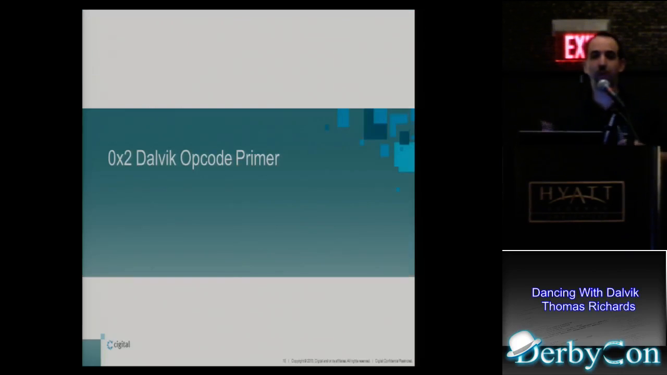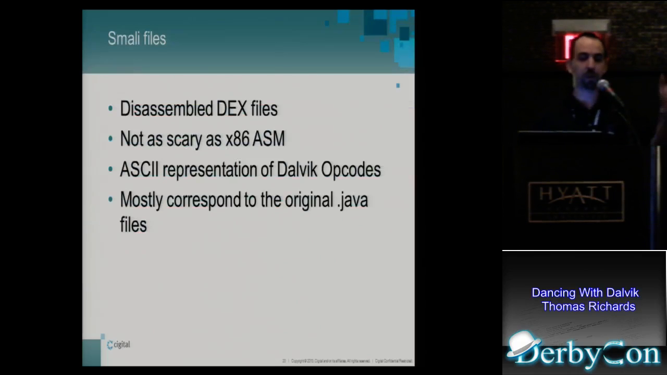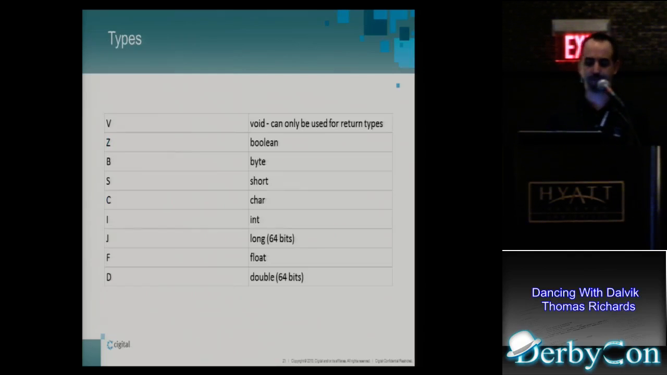All right, so now we got to the smali files. Let's talk about how to read them a little bit. All right, so smali, again, is disassembled Dex. And it is not as scary as x86 assembler, nor is it as scary as Java bytecode. What the smali ends up being is ASCII representations of the Java opcodes, and like I said before, it loosely corresponds to the original .java files.